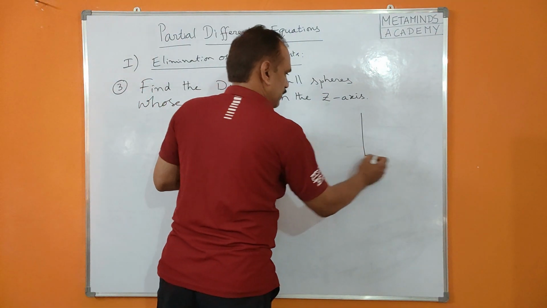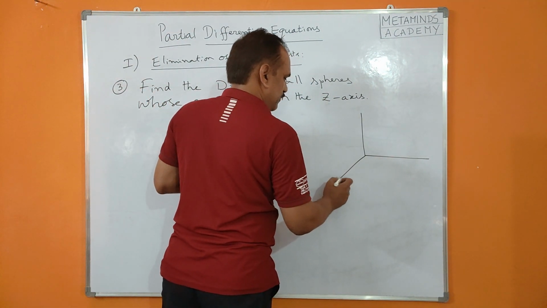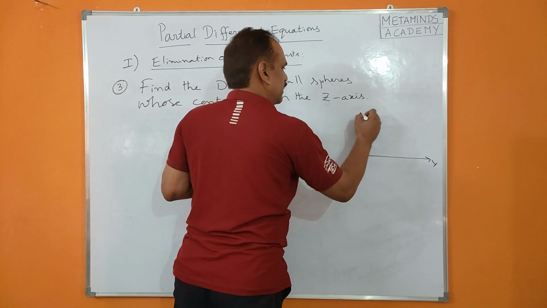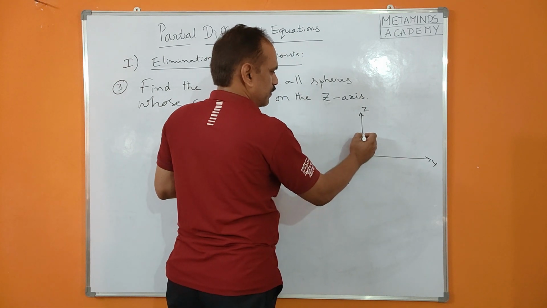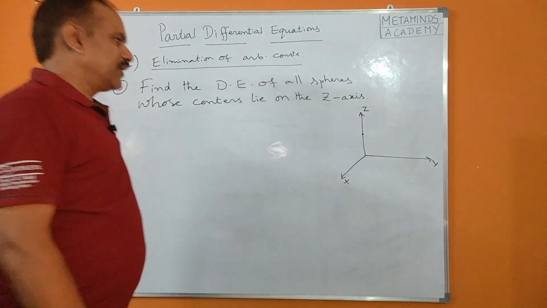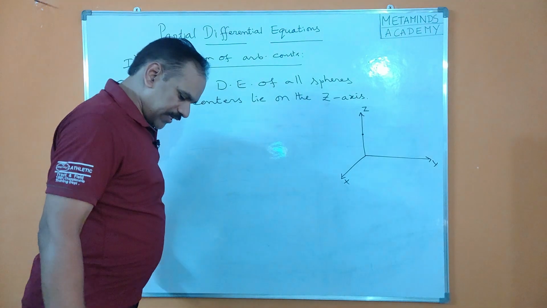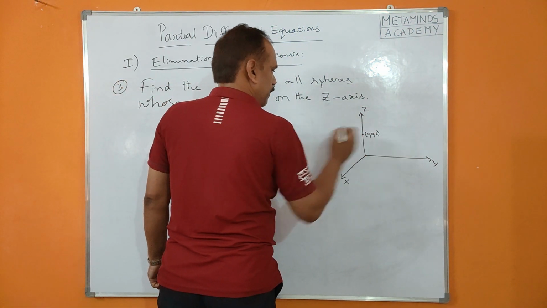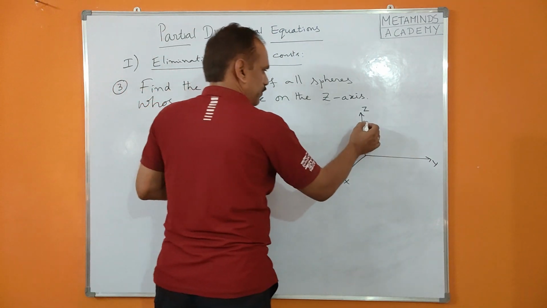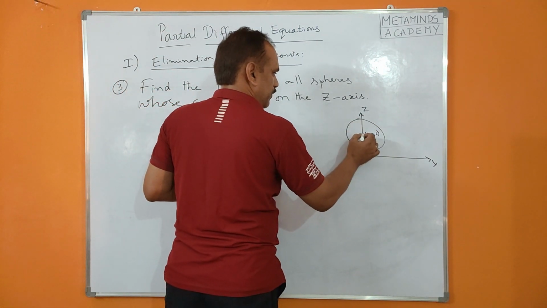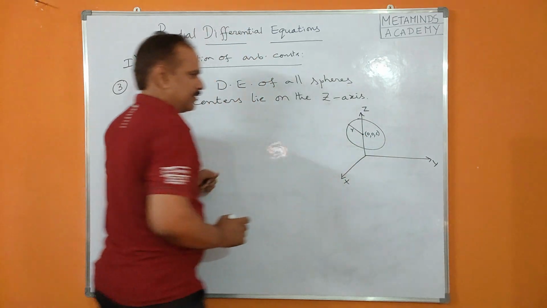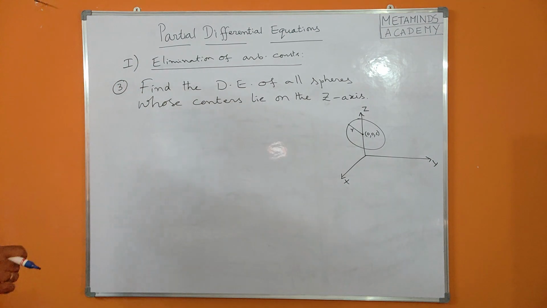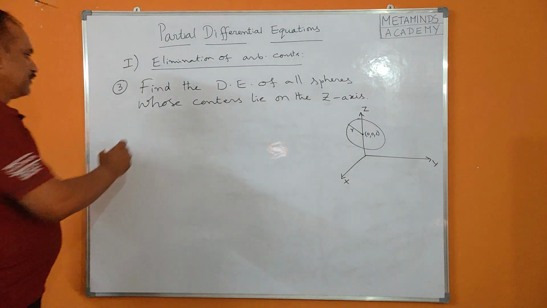So you take all spheres whose centers lie on the z-axis. Any point on the z-axis is of the form (0, 0, c), right? Because the center is that, you take the radius as r.